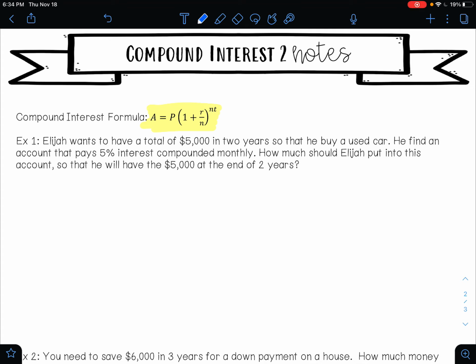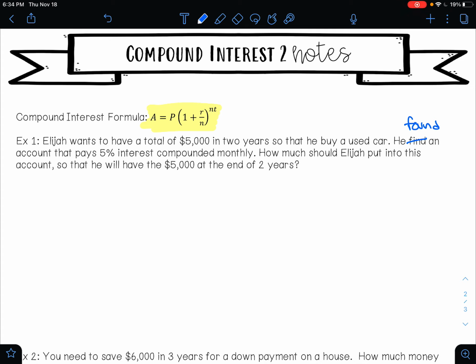He found an account that pays 5% interest compounded monthly. How much should Elijah put into this account so that he will have $5,000 at the end of 2 years?